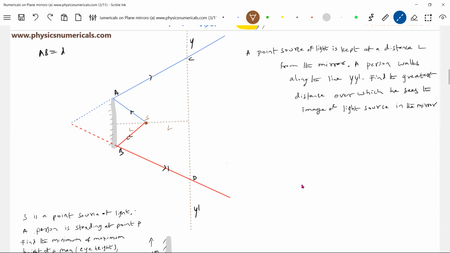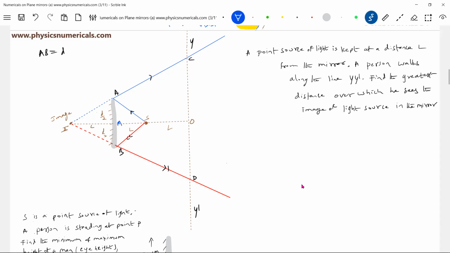I'm trying my level best to give a better diagram. You can see this is the image. What is this distance? It will be D by 2. At what distance is it formed? At a distance L. So we can take this as O. We do have similar triangles. You look at this triangle; it will be similar to this triangle. Let me write this point as M.